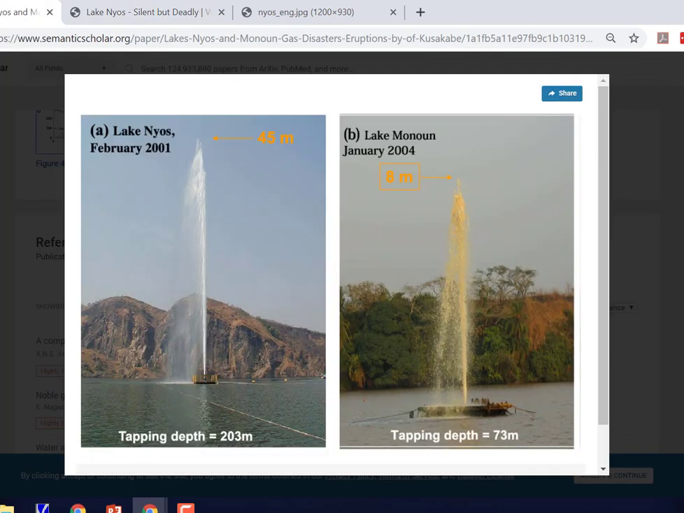There's another one just down the road from it called Lake Manoon, and it has the same type of thing, but not as much pressure. So they're at 203 meters, 600 feet deep. I said it was deep, 600 feet. That did not look like a 600 feet deep lake, did it? And this one's only 200 feet deep, so they don't have as much pressure. It only goes up to 8 meters, only 24 feet.